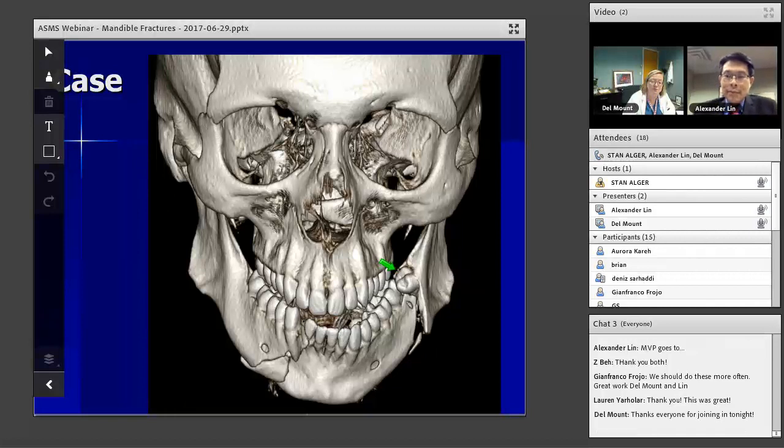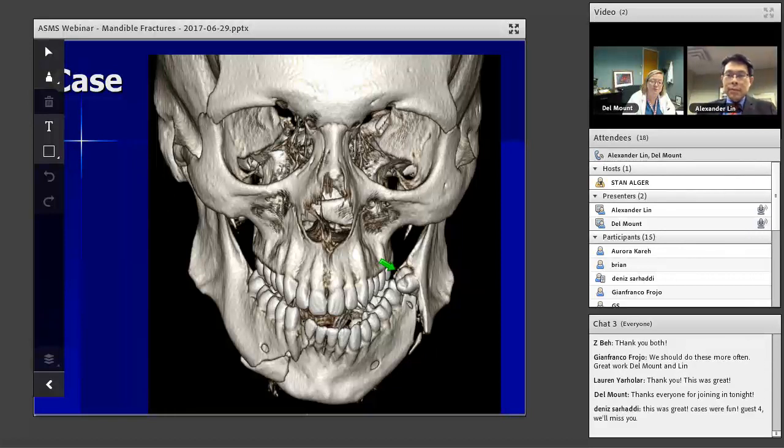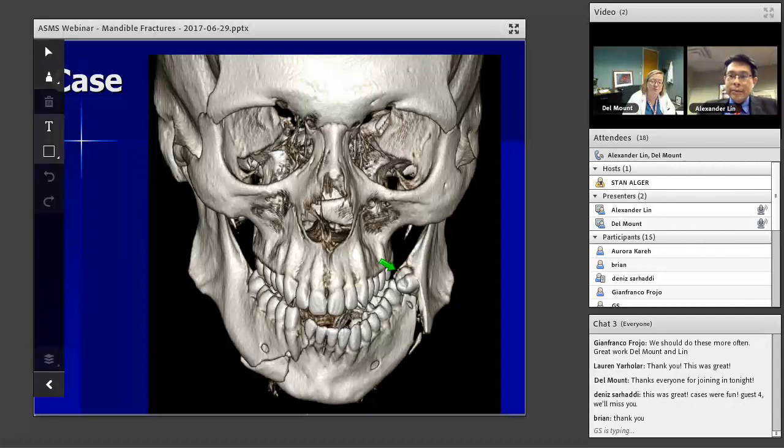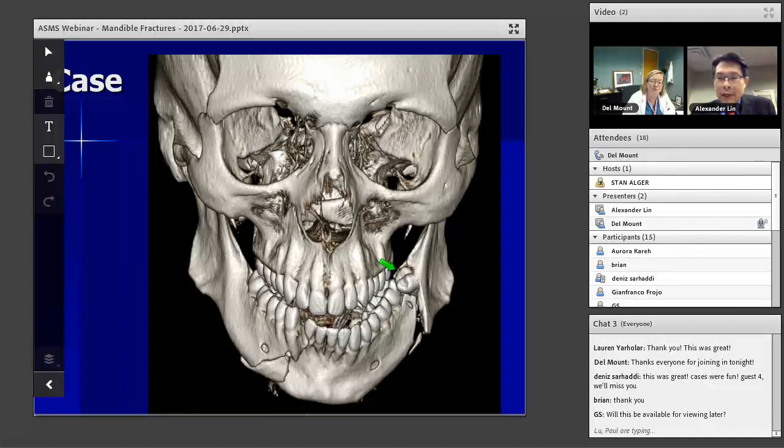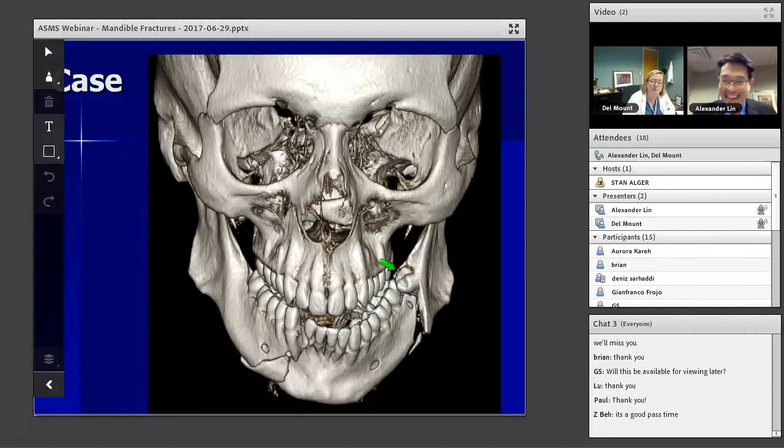Doctors Mount and Lin, do you have anything else to share with us? No. Yeah, no, thanks, Stan, for organizing this, and thanks to all the participants. If you were not here, it would just be Dr. Mount and I sitting at a bar talking about mandible fractures, and that's pretty old news. Yes, with guest number 4. Guest number 4.